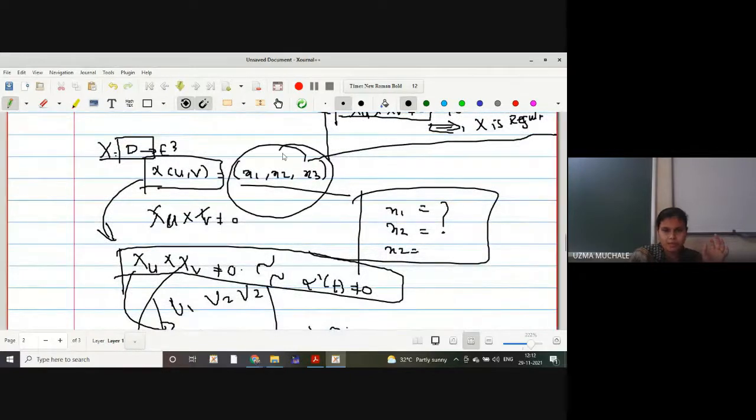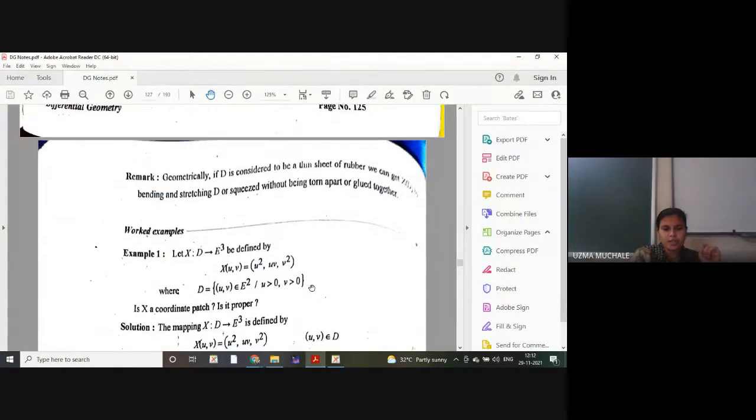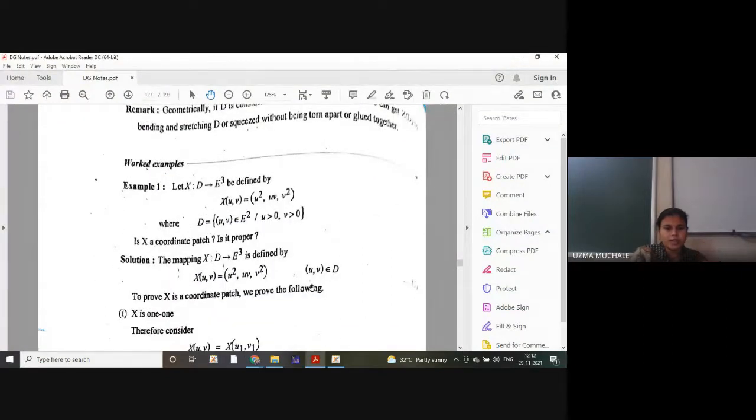Now, what is x1, x2, x3 in our example? It is given that it is u square, uv, and v square. We have to find out whether it is a coordinate patch and a proper patch. Okay, so let us go for the definition. Write this example.